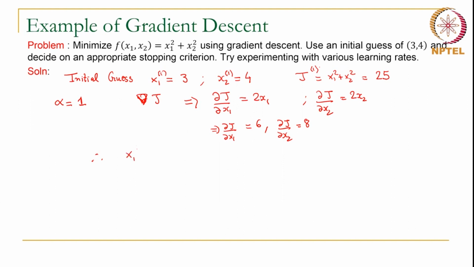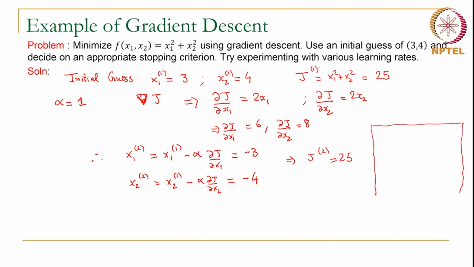So this one is going to be x1 1 minus alpha times del J del x1. This is going to be minus 3, and x2 2 equal to x2 1 minus alpha times del J del x2, going to be minus 4. Okay. Can you all do the next iteration and tell me what comes? So this is at the end of one iteration. This still gives us J equal to 25.